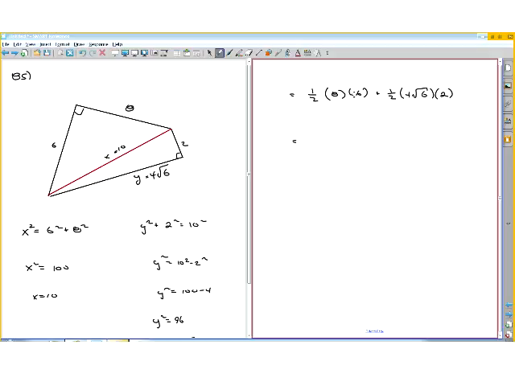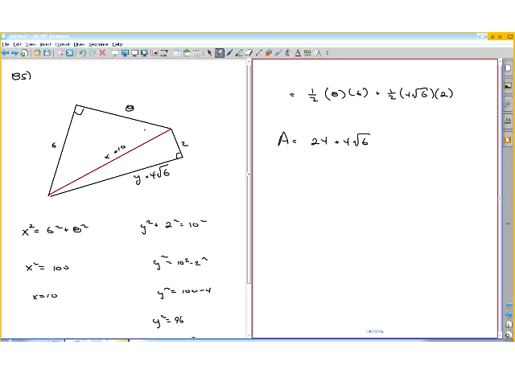So we get 48 divided by 2, which is 24. Here we get 1/2 times 2, which is 1. So we get plus 4 times the square root of 6. And that's the right answer. So that's the area, total area.